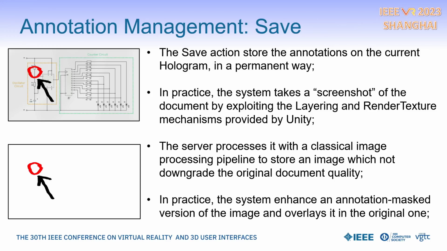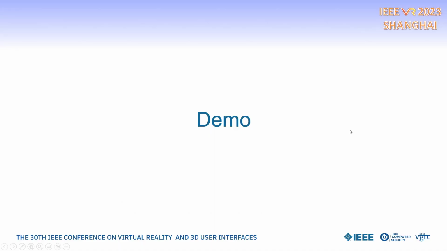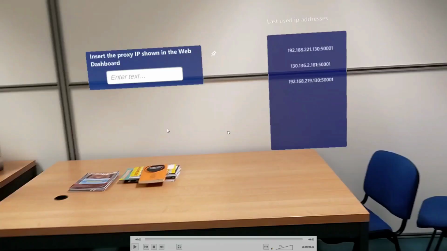In practice, the system isolates and enhances an annotation-masked version of the image and overlays it on the original one. In this way, we can maintain the original quality of the document while also providing a way to save these graphical annotations. Now we'll provide a video demo of our system.